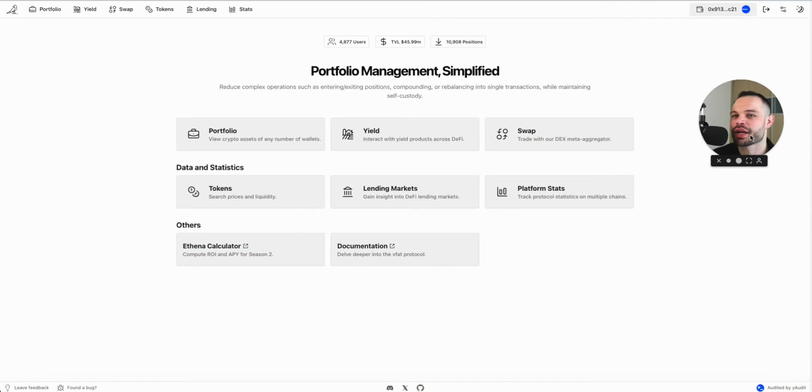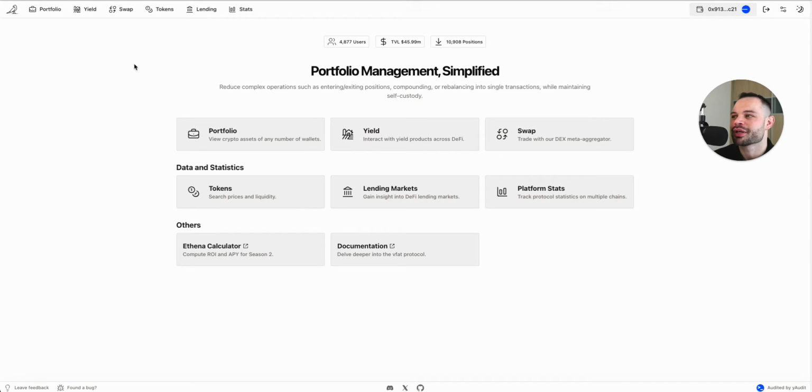So, what is VFAT.io? You might have been hearing a lot about it in the decentralized finance space over the past couple of months, but essentially VFAT is a yield optimization protocol and portfolio management tool for entering positions and optimizing those positions as you manage them over time in decentralized finance.